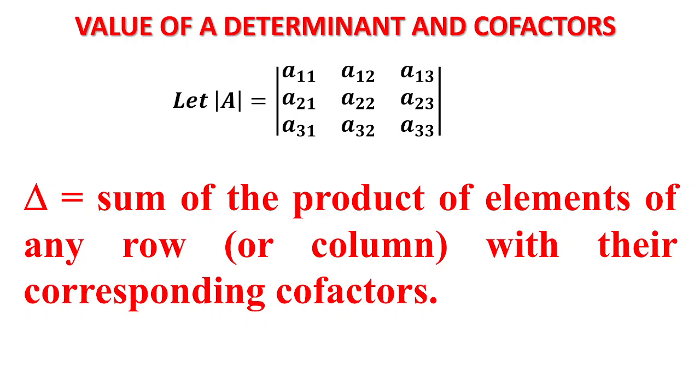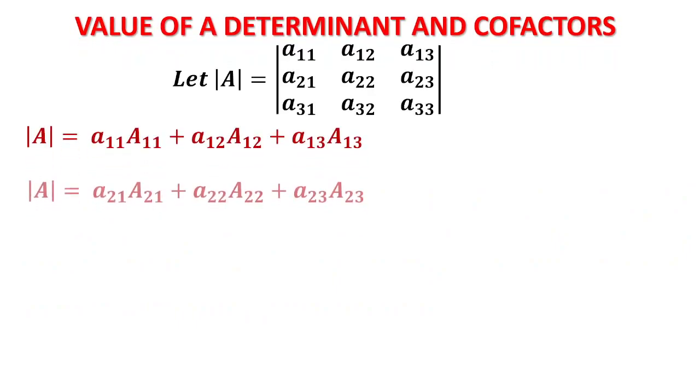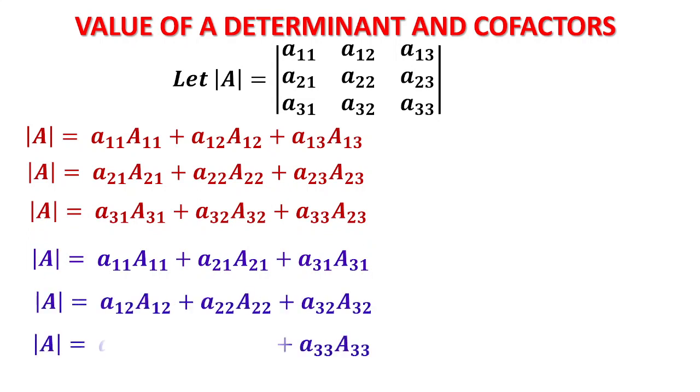And it can be done in how many different ways, all of you know. Either first row, first column, or second row, second column, third row or third column. There are 6 ways of doing it. Well, value of the determinant and cofactors. Here I have already given you that the determinant A can be obtained in 6 different ways.